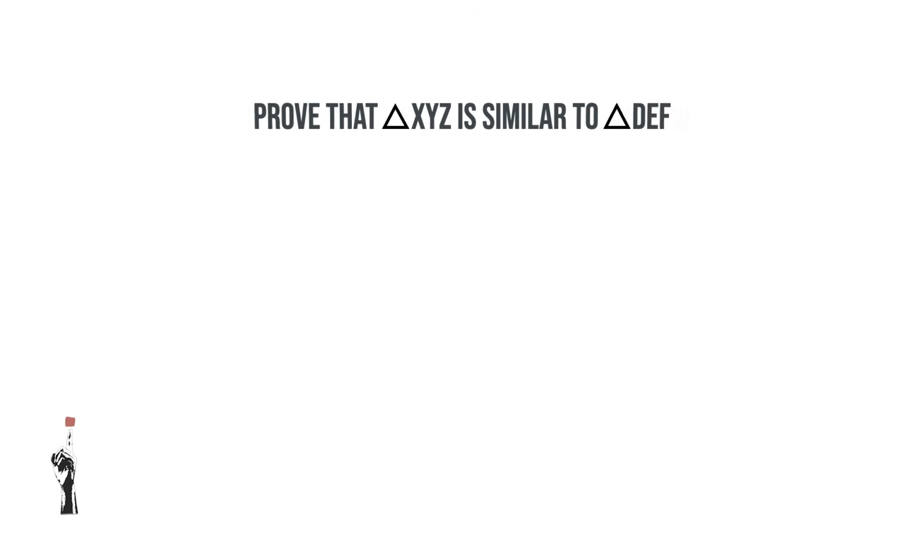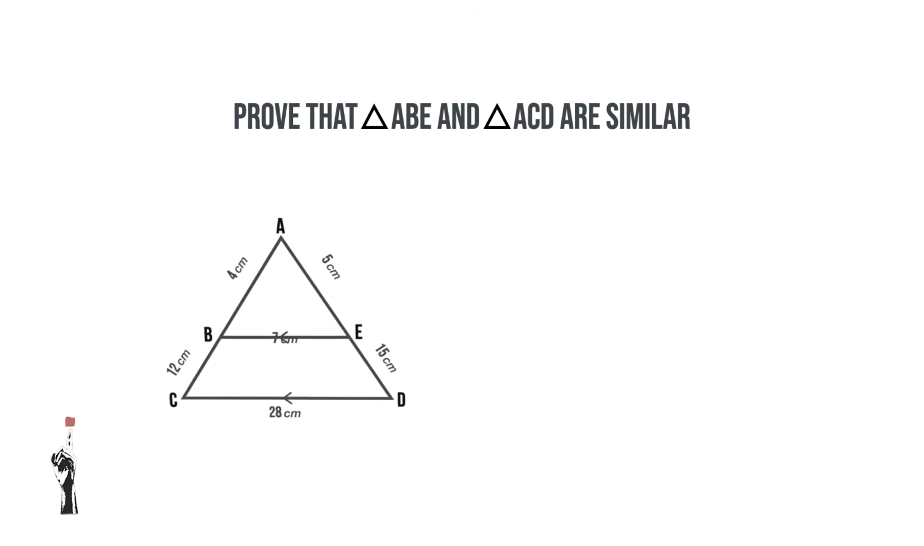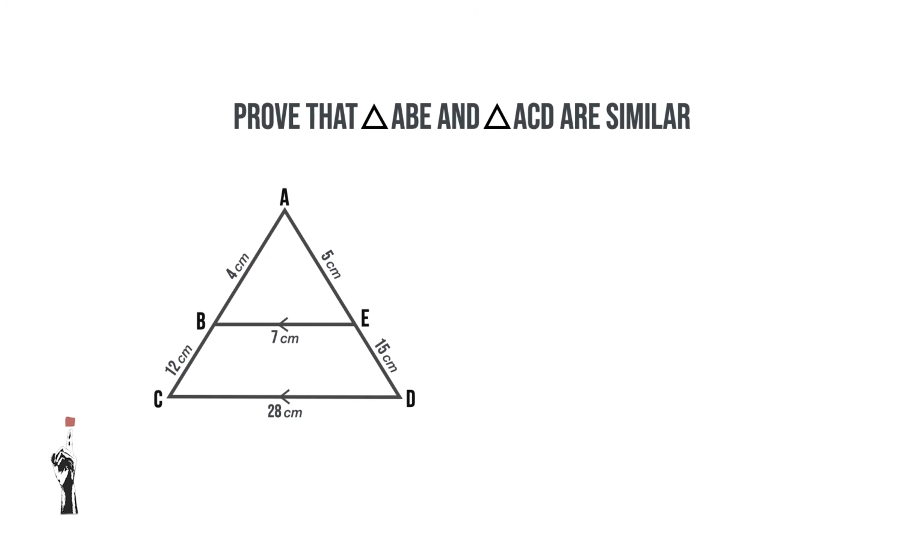Now let's look at an example. Prove that triangle ABE and triangle ACD are similar. Now, since I am supplied with all of the necessary sides, I can prove that these two triangles are similar as long as all of my ratios are the same.